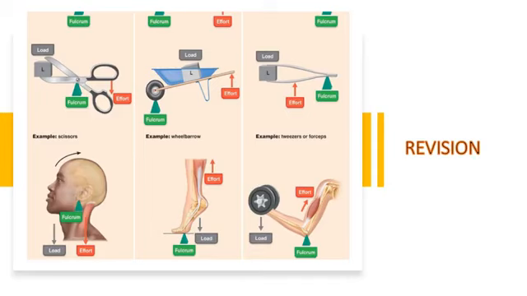There is a recap of the first, second, and third class of lever system, where the fulcrum is located, where the effort is located, and where the load is. Now you can also recap the example of the lever system in the human body.